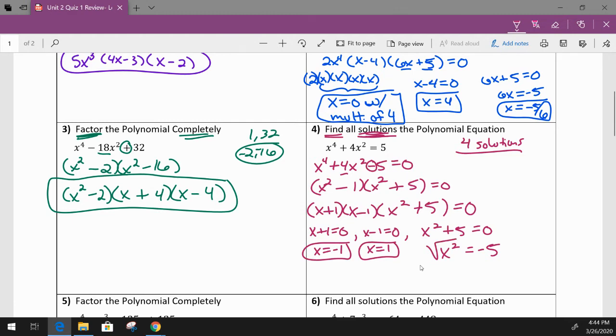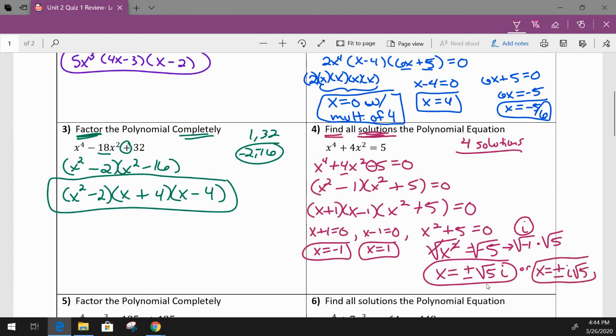Now I need to take the square root of both sides. Because it's an even root, I will have two solutions, the positive and the negative. But the square root of negative 5, I'm going to factor into a square root of negative 1 and a square root of 5. The square root of negative 1 is where I get my i from. And then the square root of 5 cannot be simplified. So you can write the answer as positive and negative square root of 5i. Or you could state that x equals positive and negative i square root of 5.